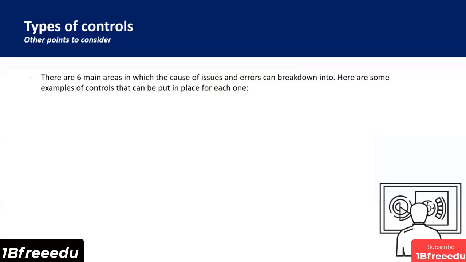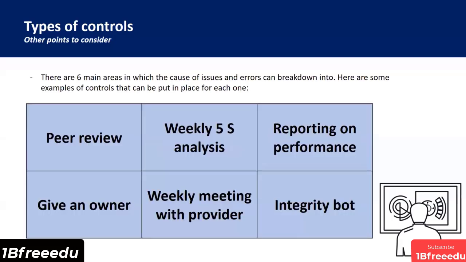So what types of controls can you put in place? So we've identified that there are 6 main areas in which the cause of issues and errors can be broken down into. So here's some examples of the controls you can put into place. So for a human error, you can think about a peer review. So you know that some work isn't being done properly. You have another worker come in and check that work before it gets submitted or entered into a system. Therefore, that work will be 99% more likely to be accurate. Therefore, it's going to remove that issue.